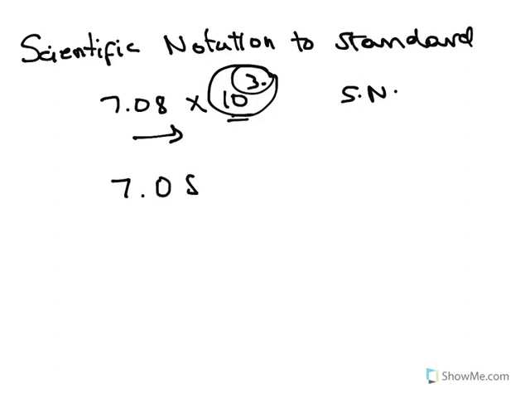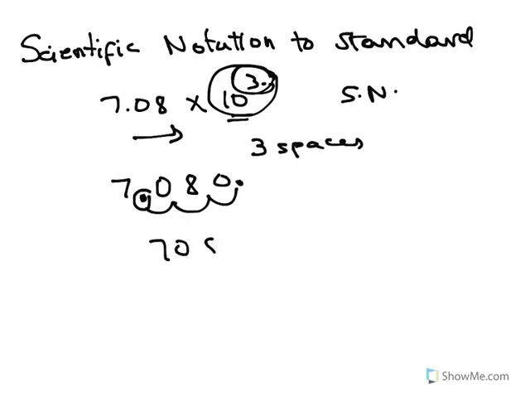In other words, you're going to move the decimal point to the right. So I'm going to move the decimal point from here. How many spaces? 3 spaces. Okay, so here it goes, 1, 2, and 3. Now the decimal point is right here. So 7,080 is the representation of this number.